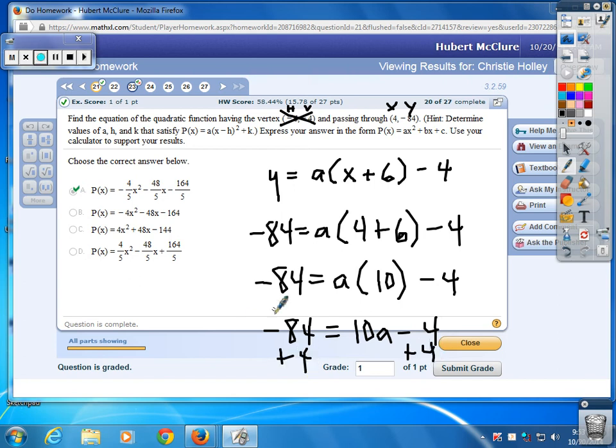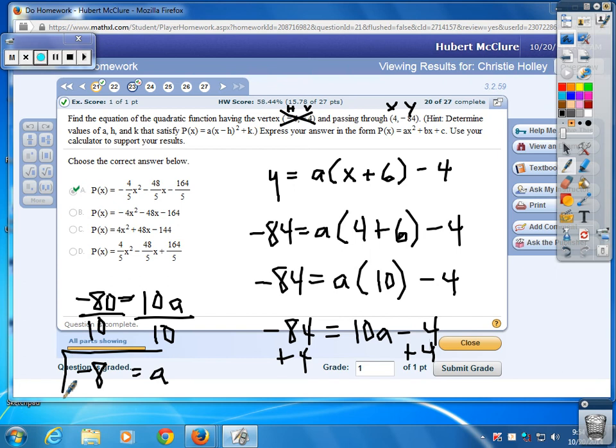And you owe $84 and you have $4, so you still owe what? No talking. -80 is equal to 10A and divide by 10, and A is equal to negative what? Now you can take this and plug it in for what? Well, it says A. So plug it in right here.